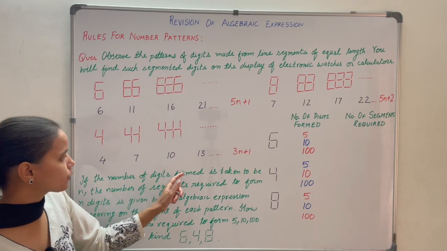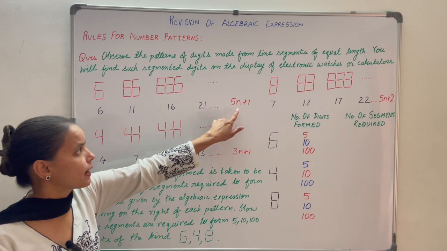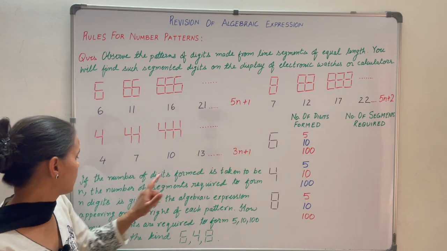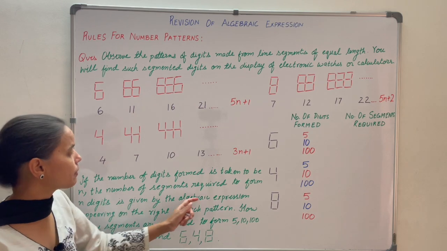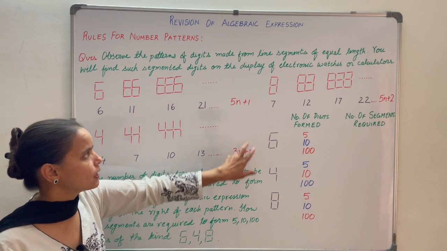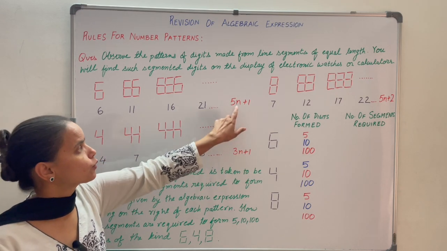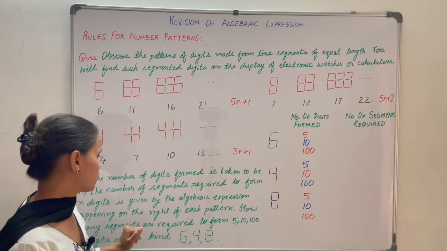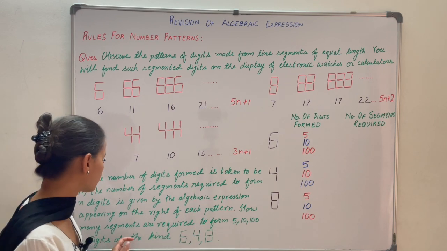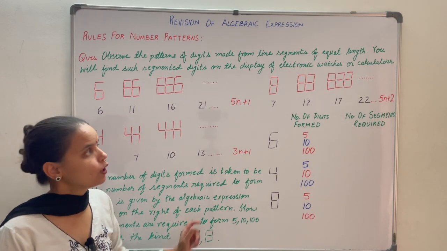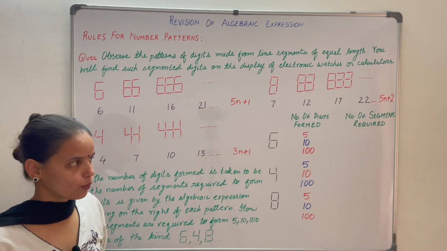So here the question asked is, here we have to first discuss this. If the number of digits formed is taken to be n, n here is the number of digits. So the number of line segments required to form n digits is given by the algebraic expression. So how many segments are required to form 5, 10, 100 digits of the kind 6, 4 and 8? So we are going to use this algebraic expression to find out the answer to this question.